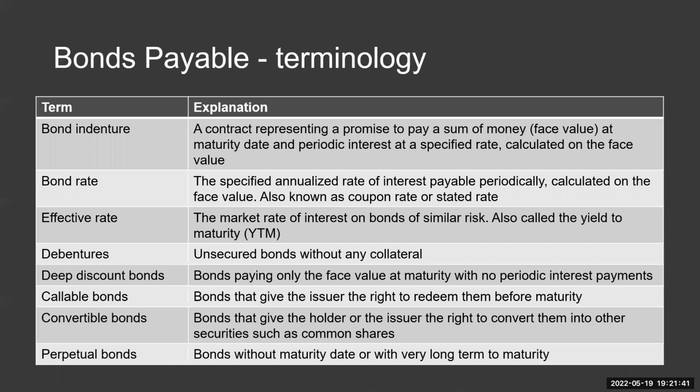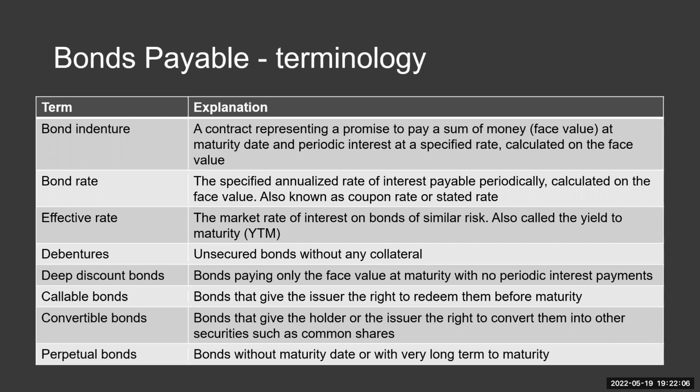Some new terminology related to bonds. So there is something called a bond indenture. It's basically the contract that specifies what the face value of the bond is, what the stated rate of the bond is, when the bonds will mature, how often interest payments are to be made, what dates they are to be made on, and so on and so forth.